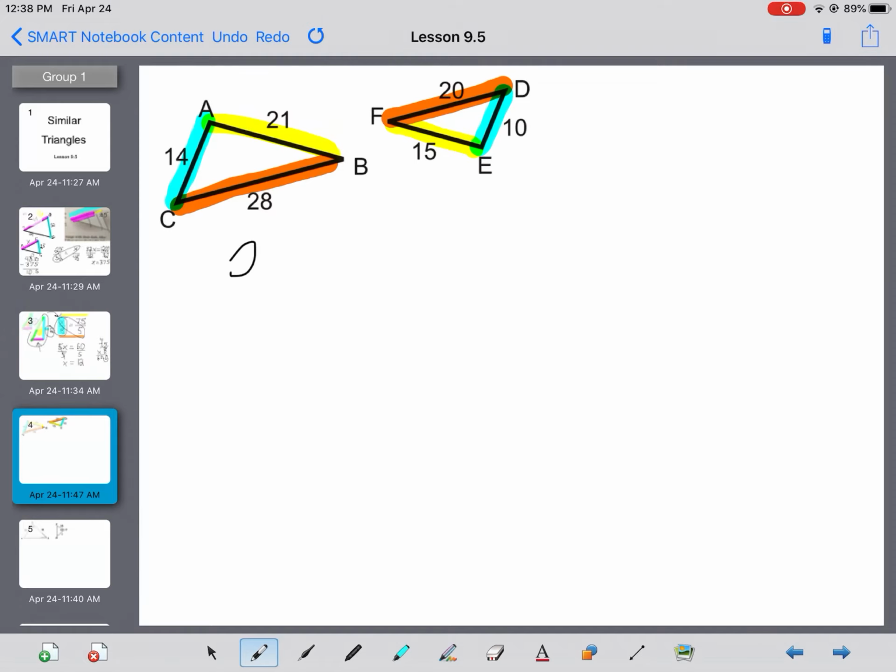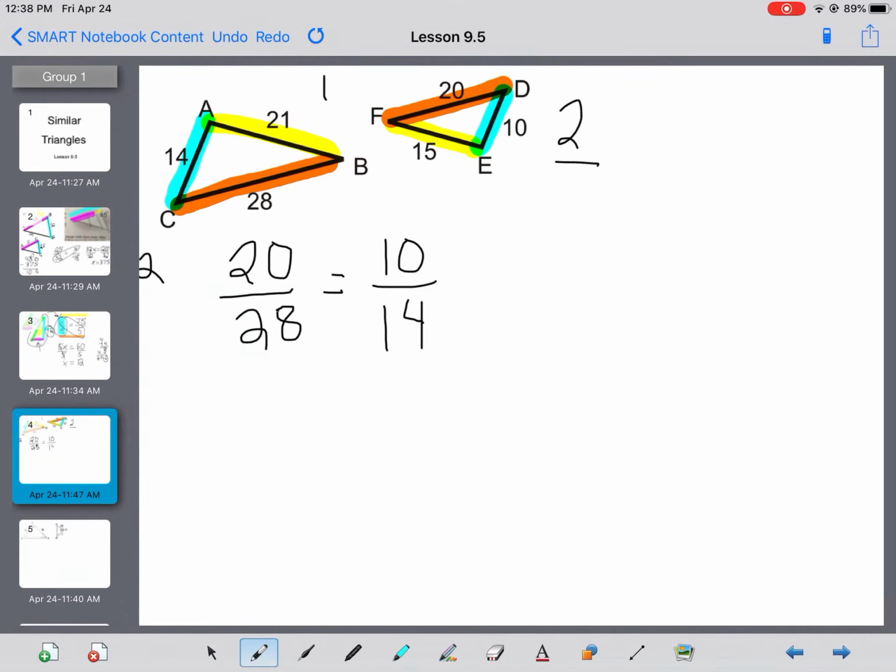So I'm going to start with the orange lines, and I have the proportion of 20 over 28. So I grabbed this is triangle 2 and this is triangle 1. So I put triangle 2 stuff on top. 20 over 28, and I want to check, is that proportionate to, let's check 10 over 14. Again, I'm matching up those blue lines, but because my 20 came from number 2 and it's on top, my 10 also needs to be on top. So then I get 10 over 14.